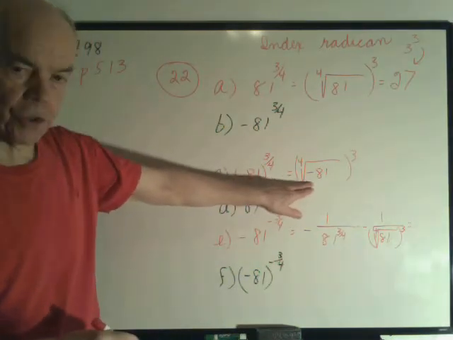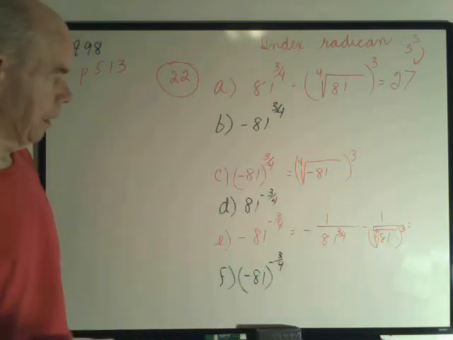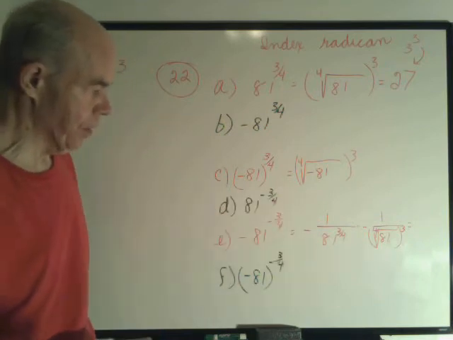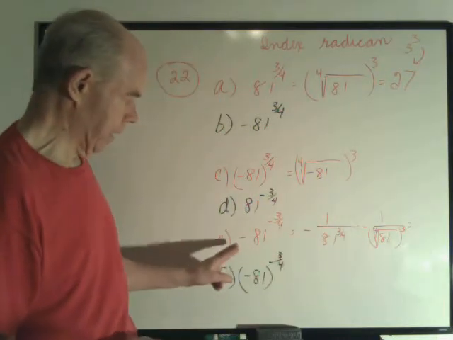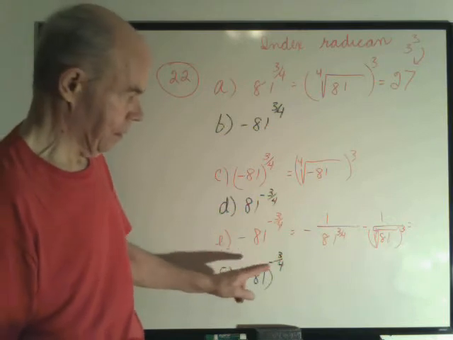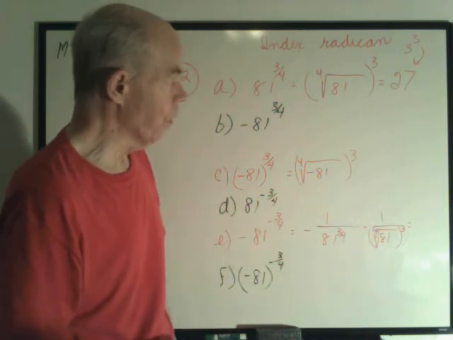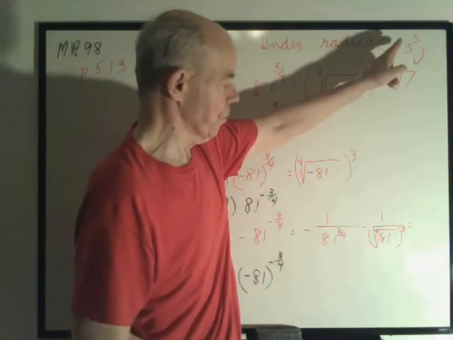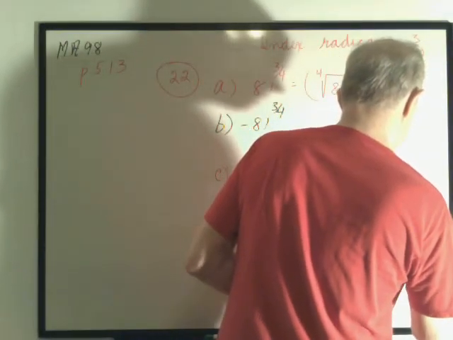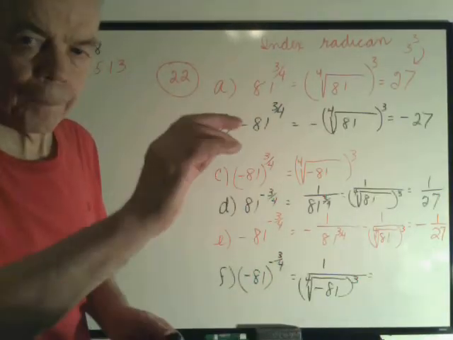This one here, you can't do it because the index is even and this is a negative number, so it's not a real number. Now this one here, because there's a negative exponent, you put it in the denominator. The exponent does not apply to that negative sign. So that stays outside the fraction. So it becomes 1 over the 4th root of 81. Well, the 4th root of 81 is 3, raised to the 3rd power would give me a negative 1 over 27. All right, pause the video, try B, D, and F.